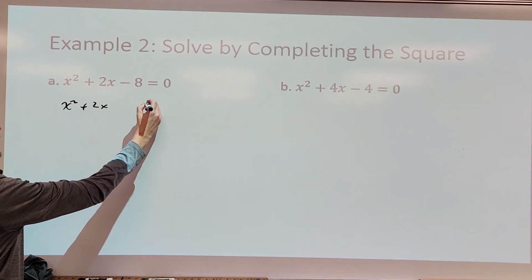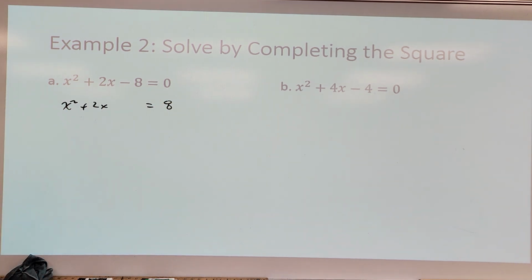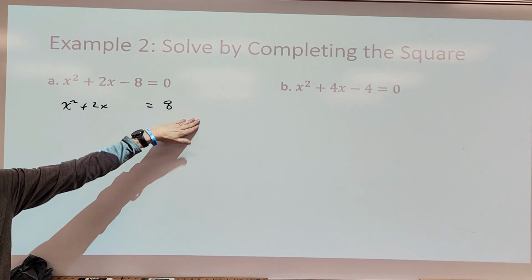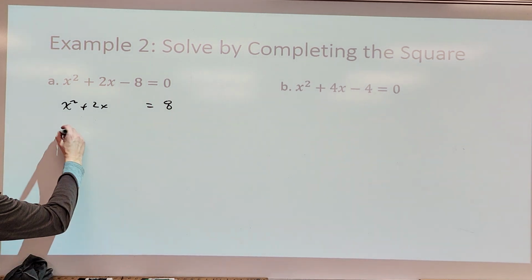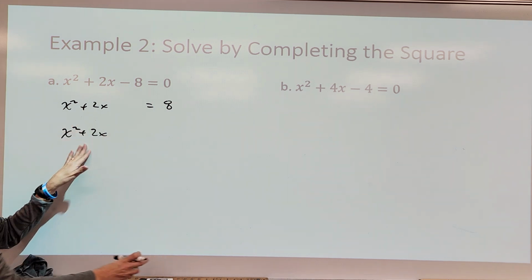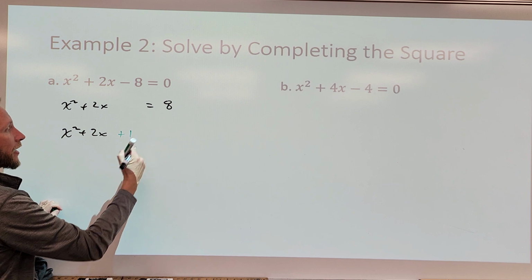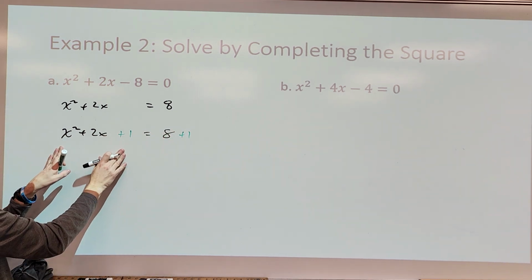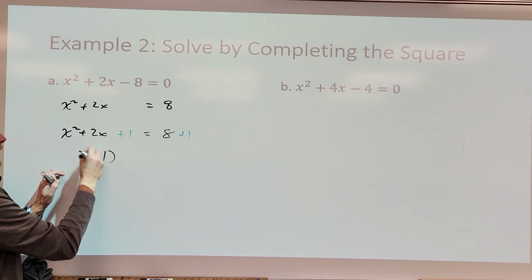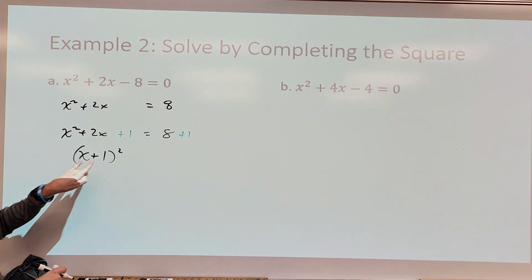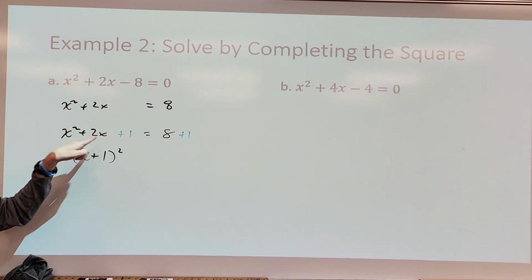The first thing I'm going to do is move the c value to the other side. All right, so I'm adding 8 to both sides. I'm leaving this space here because I want to add something to both sides. That thing that I want to add to both sides is going to be half of this number squared. Well, we already did x squared plus 2x. We know that we're adding 1. The reason why we're adding 1 is because half of this is going to make that a perfect square. All right? X plus 1 times x plus 1 is going to give us x squared plus 2x plus 1.